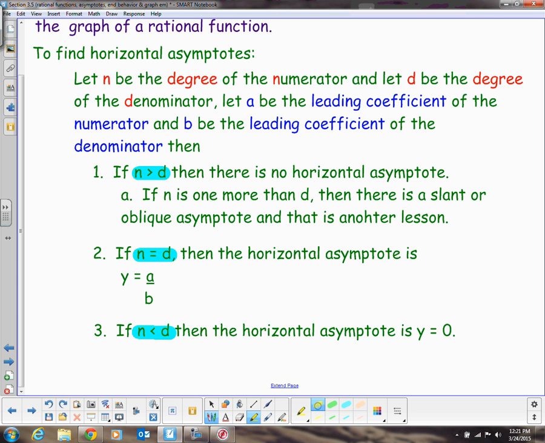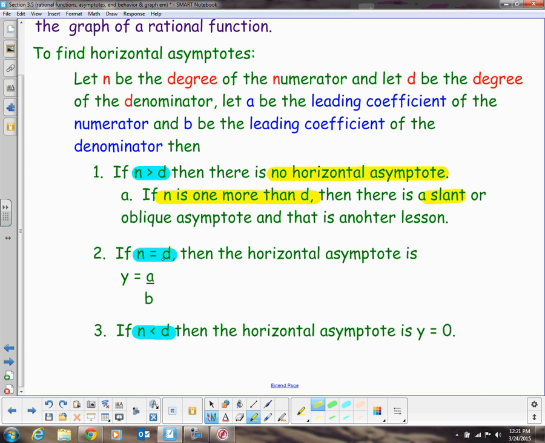Now, when n is greater than d, then there is no horizontal asymptote. Now, in order to have a slant asymptote, there must be no horizontal asymptote. And n must be only 1 more than d for the slant asymptote to occur.